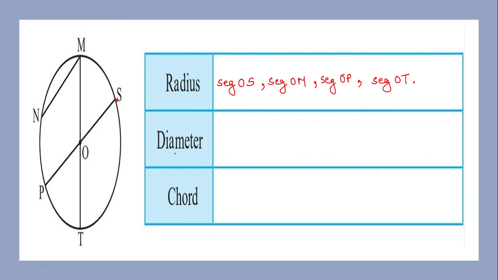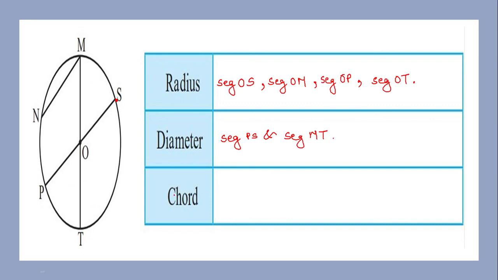Now, next is diameter. Now, what is a diameter, children? It is a type of chord, but it passes through the center of the circle. And here you are able to see two lines which are passing through the center. Okay, we have got an X. So, what is it? Segment PS and segment MT. So, what are the diameters? Segment PS and you can take segment MT. So the diameters are PS and MT.